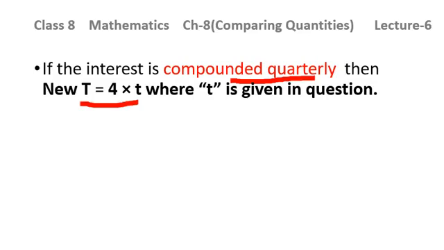As in case of half yearly, we have seen that time will be multiplied by 2, because in 1 year there are 2 conversion periods when the interest is compounded half yearly. In case of quarterly, in 1 year the conversion periods are 4, because we have 4 quarters. So n will be 4 in this case. So we need to multiply time by 4.